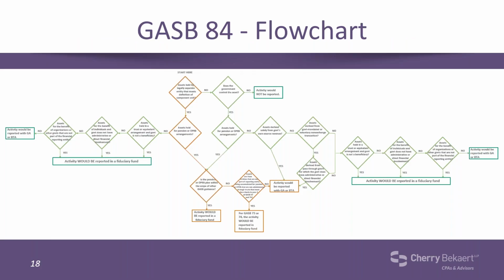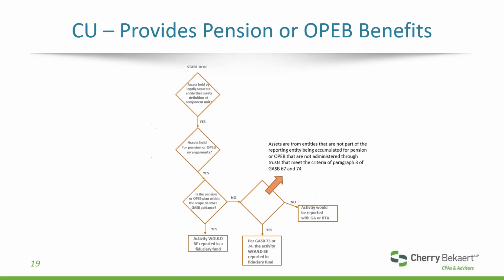This path outlined in orange is for the component units that do provide pension or OPEB benefits. And I just want to show you how one of these individual paths fit into the flowchart as a whole. We're not going to highlight each path like this. We are just going to zoom in.